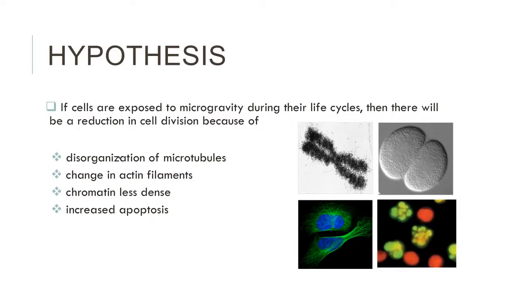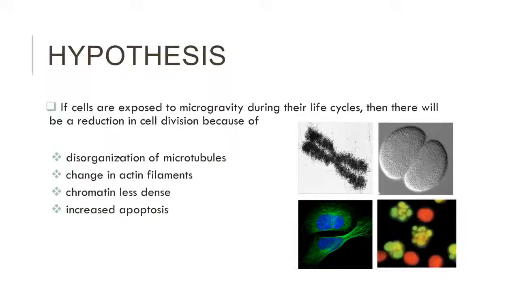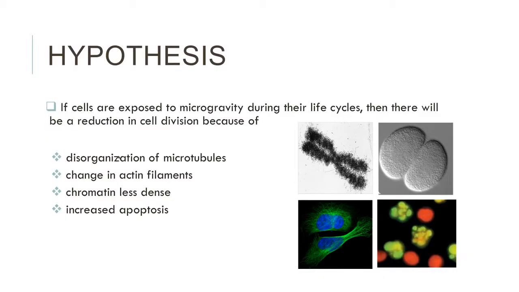gravity. Our hypothesis was that if cells are exposed to microgravity during their life cycles, then there will be a reduction in cell division because of a disorganization of microtubules, which you can see in that picture, because microtubules help cells to separate because it allows the chromosomes to connect to the microtubules so that they are separated into different cells, as well as the change in actin filaments, which allows the cell to form a cleavage furrow. The chromatin becomes less dense, so the chromosomes have difficulty forming, and increased apoptosis, which is cell death.